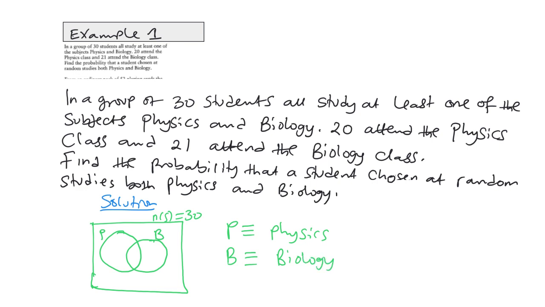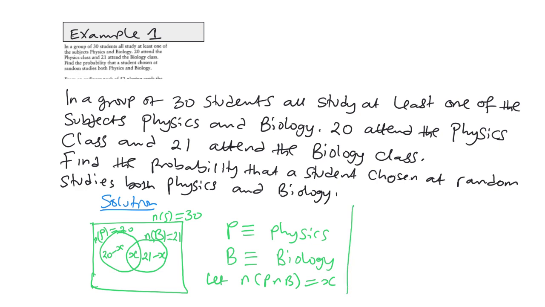We are told that the number of those taking physics is 20. 20 attend the physics class, so these are 20. And the number of the biology class is 21. So let the number of physics intersection biology be x. If these are x, then here we have 20 minus x, and then this is 21 minus x. So 20 minus x study physics only, and 21 minus x study biology only.